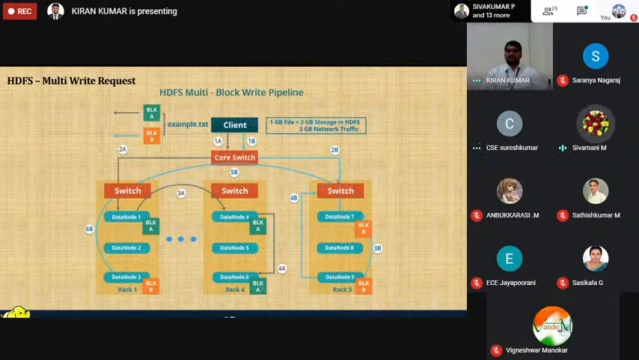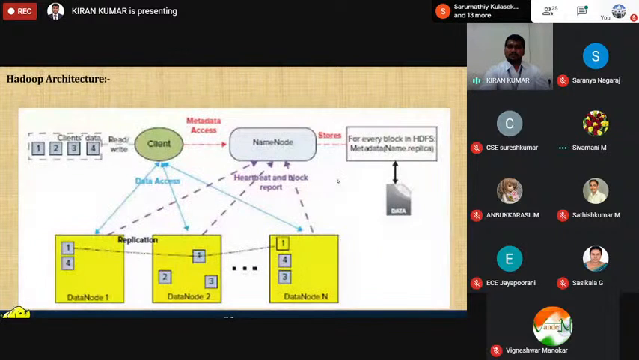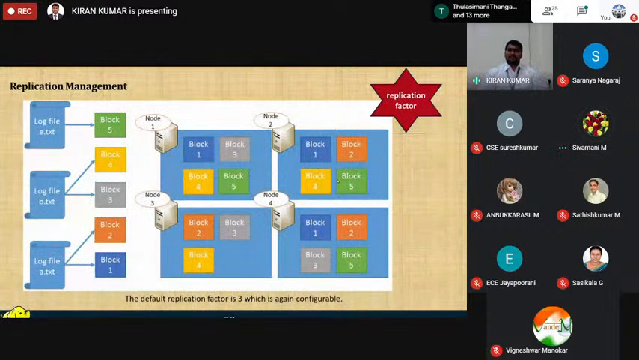Sir, may I know about replication? Yes, sir. Here, as I told, by default the architecture has 3 replicas. We can understand from this that by default there will be 3 replicas in an architecture. But if you want to configure, we can configure it when we install Hadoop into our architecture.